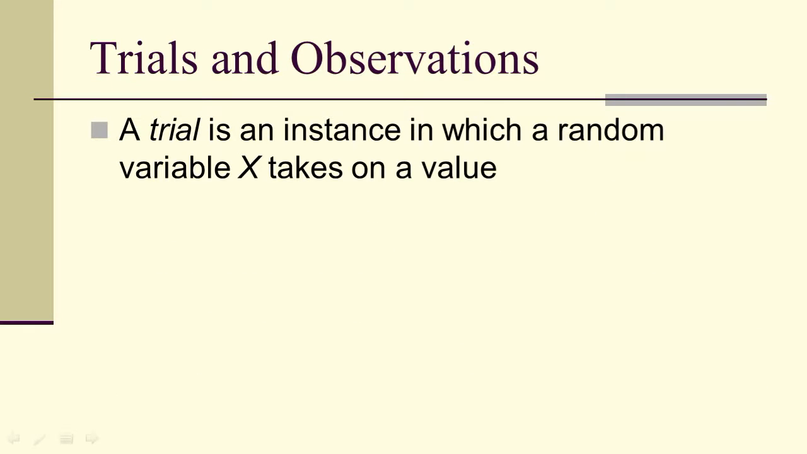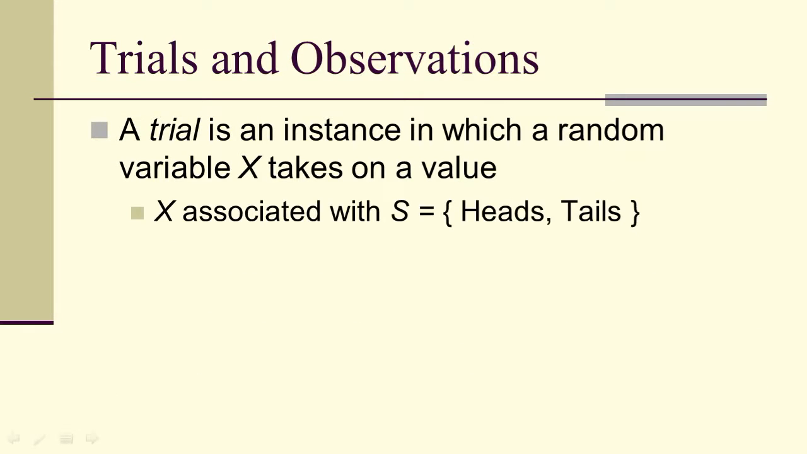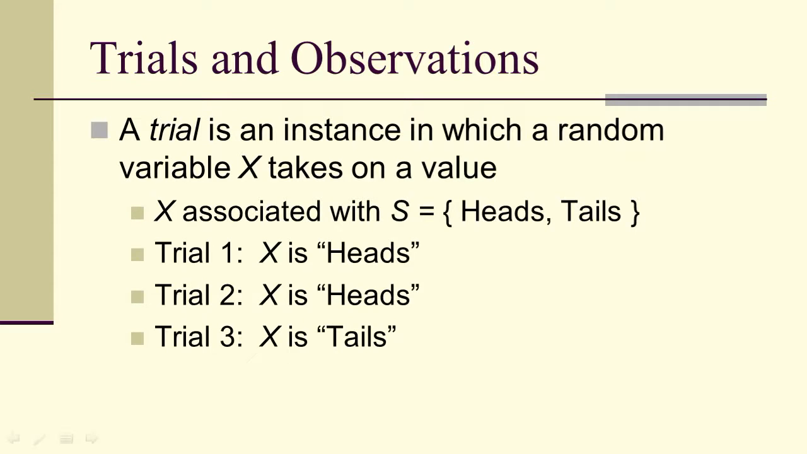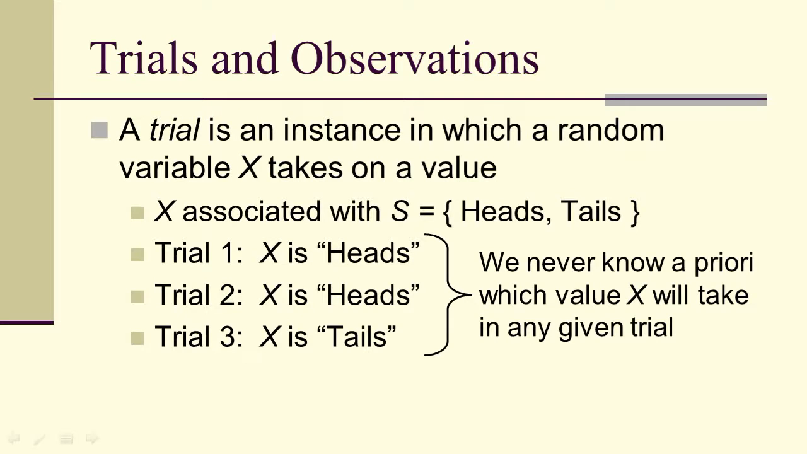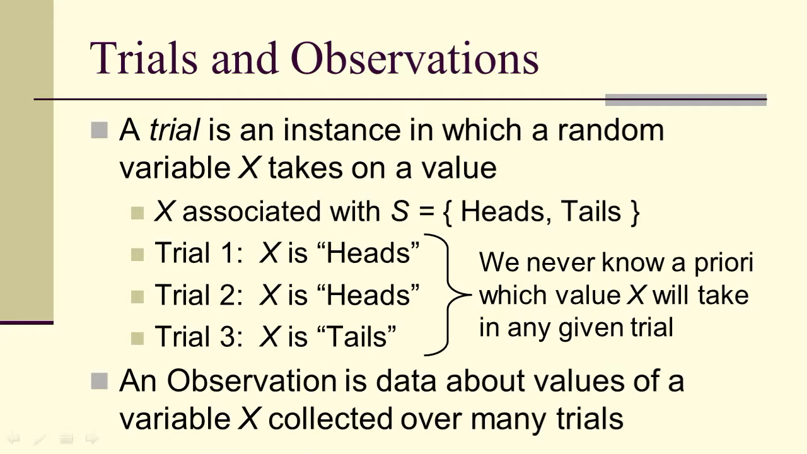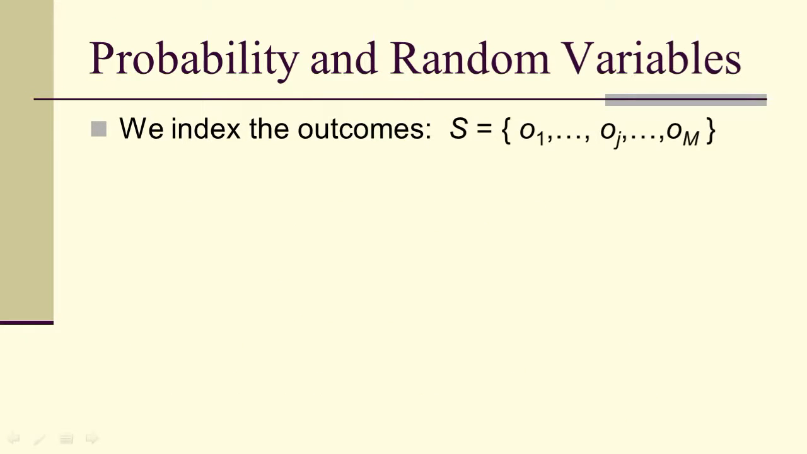A trial is an instance in which a random variable takes on a value. So if X is associated with a set S of heads or tails, then in trial 1 X may be heads, in trial 2 X is heads, in trial 3 X is tails. So each time X takes on a value, that's a trial. And randomness means we never know beforehand exactly which value X will take in any given trial. An observation is data about the values of X collected over many trials.